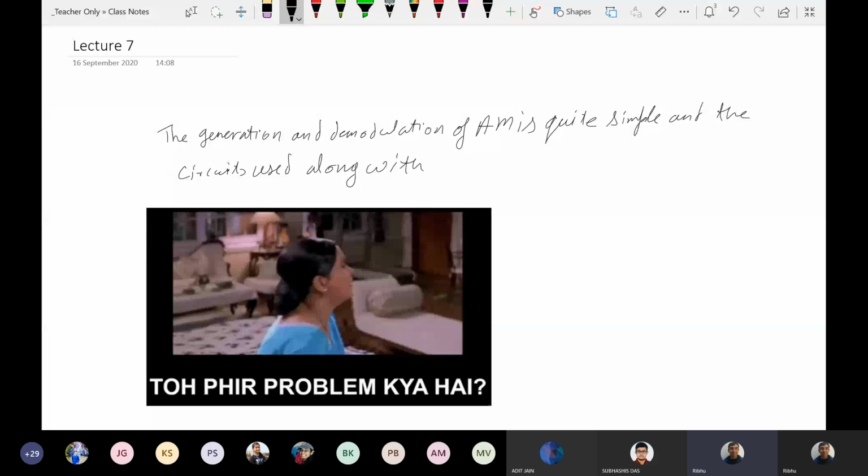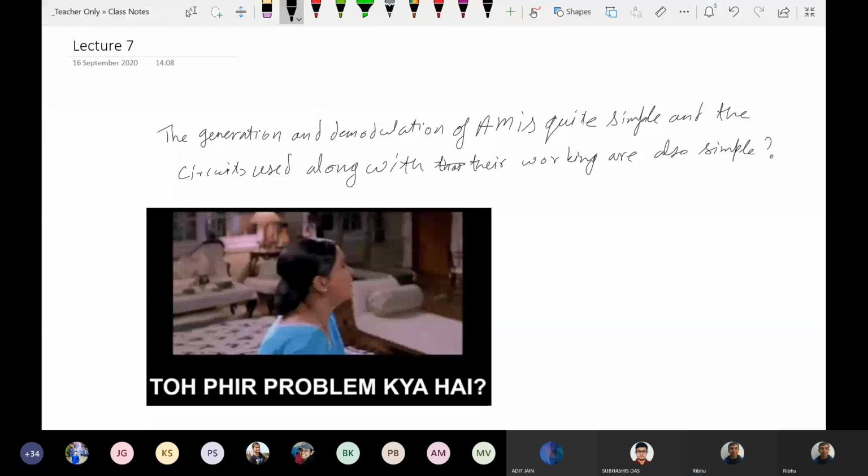So yesterday we discussed that the generation and demodulation of AM is quite simple, and the circuits used, along with their working, are also simple. So then the question is that since everything is so good, तो फिर problem क्या है? So there are two problems. So let's come to the problems.